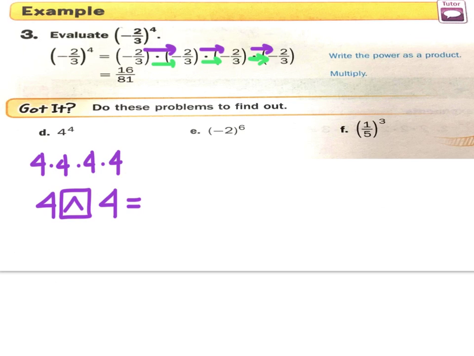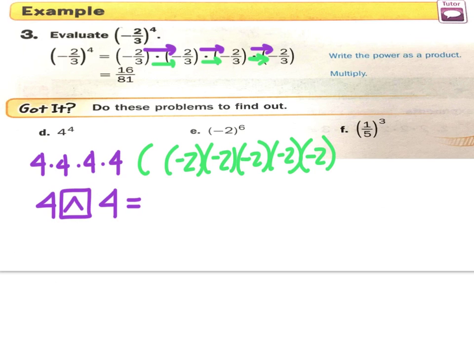So letter E, when we expand it, is going to look like negative 2 times negative 2, parentheses. Notice I'm using parentheses every time because my original problem has parentheses in it. Okay, super important that you put that exact thing in your calculator.